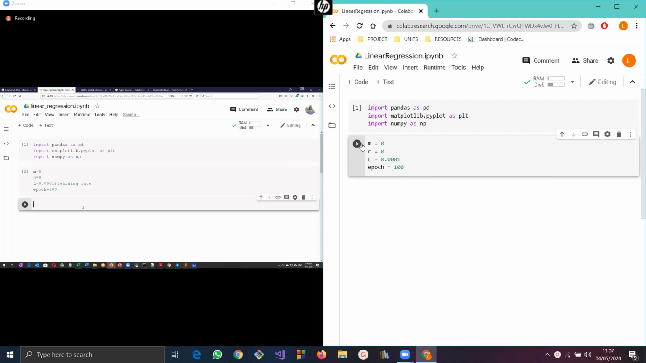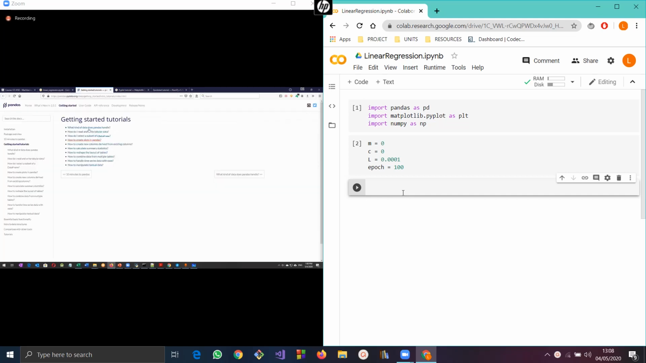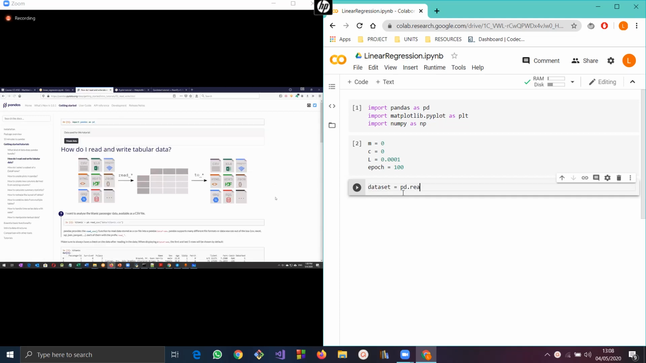Then we do the next cell. So in the next cell, we want to access our data. No data, no machine learning, okay? To help us to access, we need pandas. How do I read and write tabular data? Okay, that's where I came. You're familiar with all these.